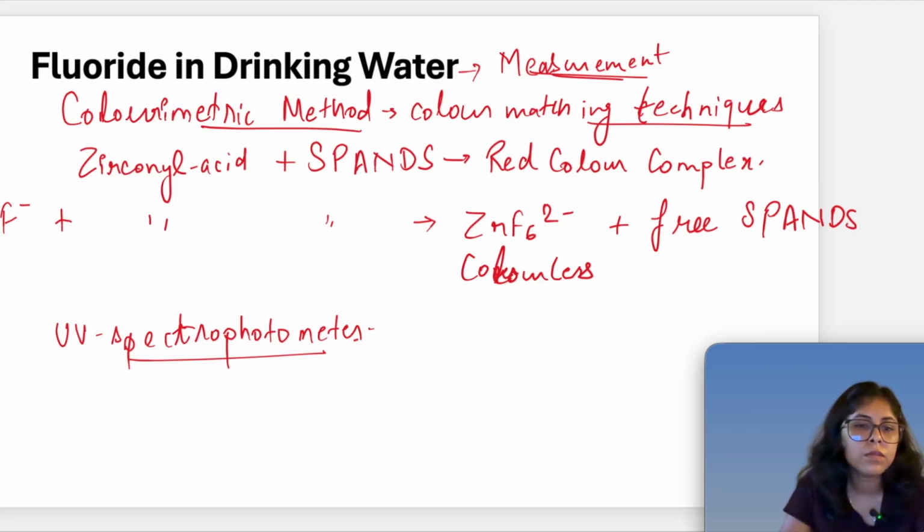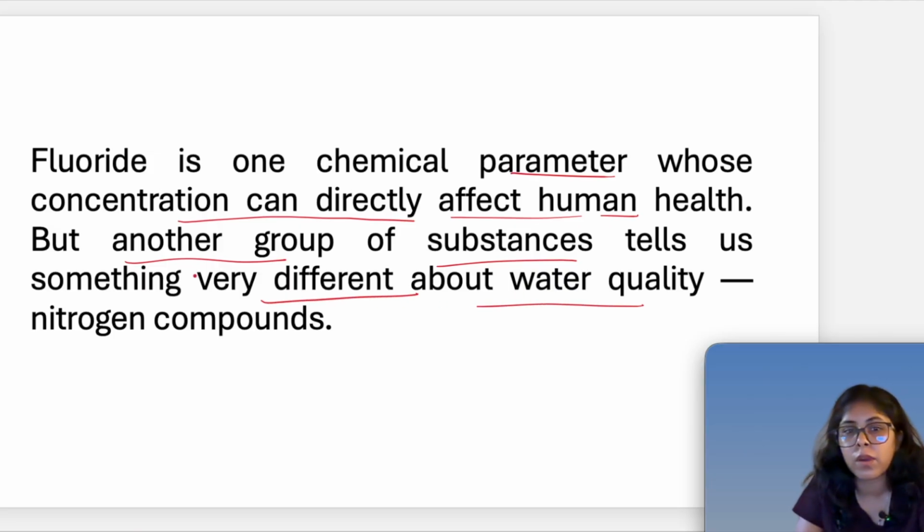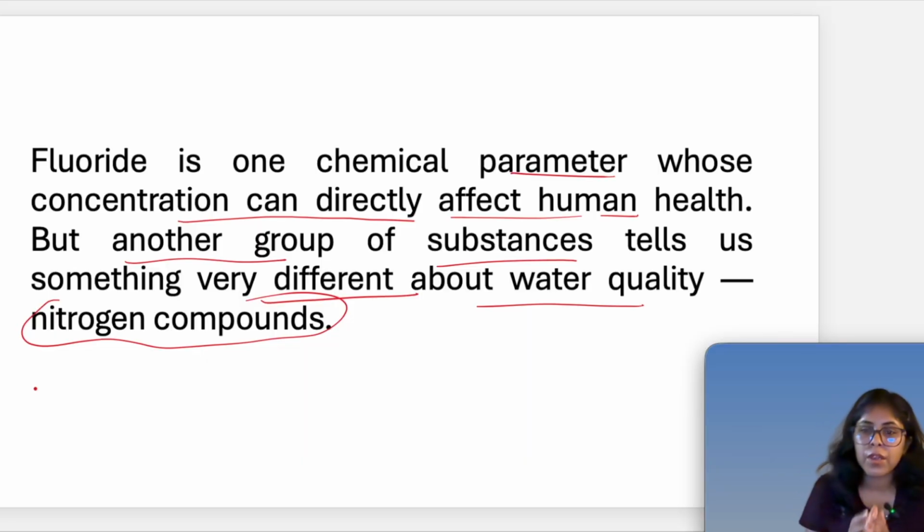Okay. Now, so we have a basic thing, that is fluoride is one chemical parameter whose concentration can directly affect human health, but another group of substances tells us something very different about water quality. So these are nitrogen compounds. So now we are heading towards nitrogen compounds. Fluorides can directly tell us whether they are affecting human health or not, but nitrogen is something very different. So now we will head towards nitrogen.